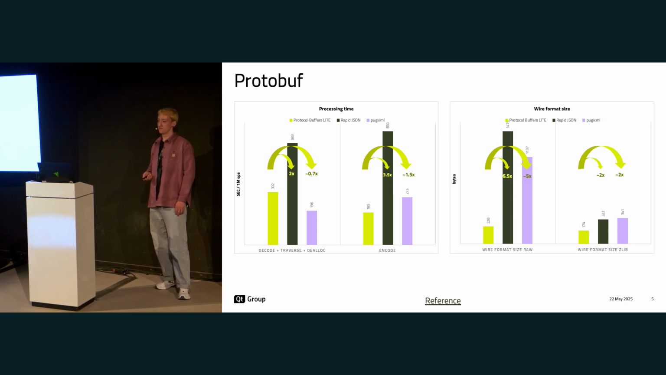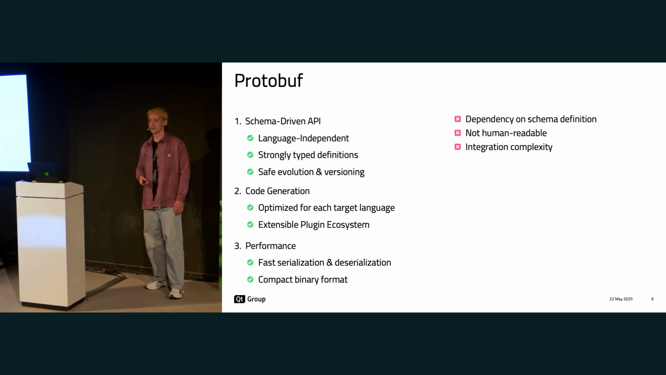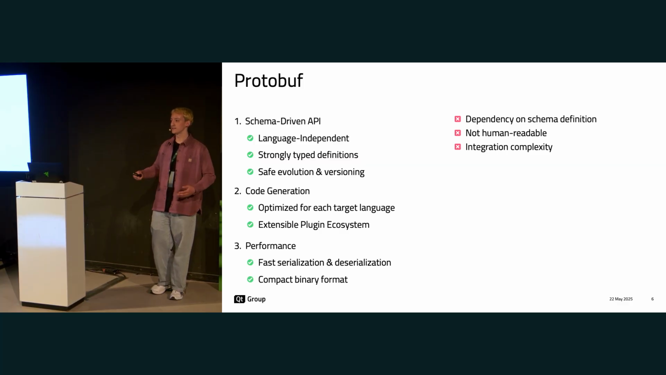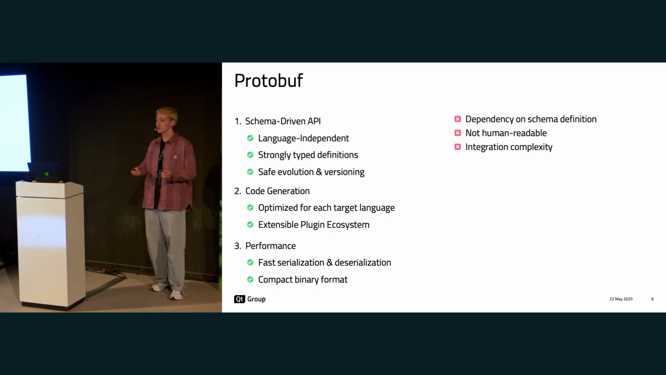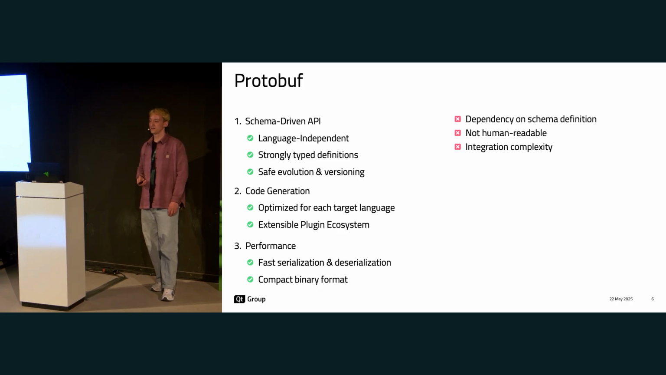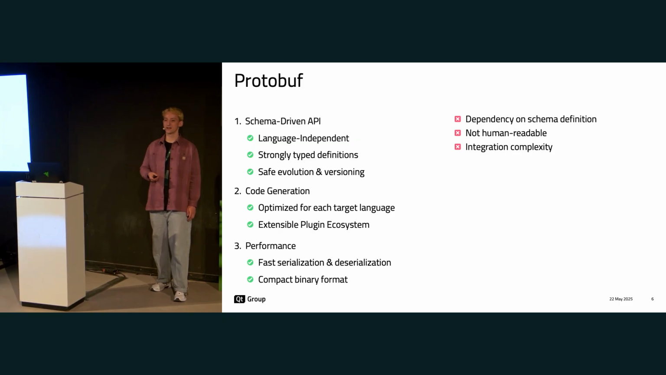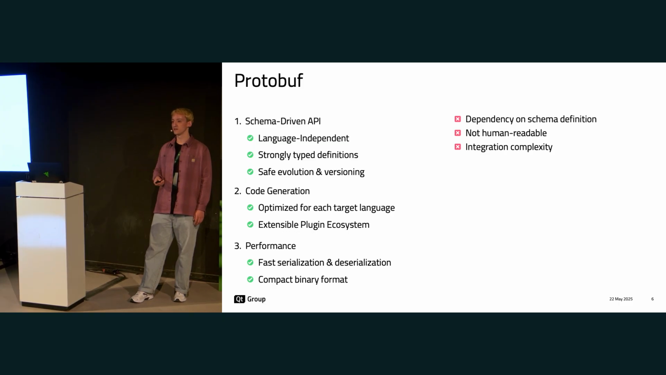So Protobuf in general provides us a schema-driven API. It's language independent. It's actually an IDL, interface definition language. So we describe how our data should look with strong types, so it's directly clear what they should contain. And it also provides safe evolution. So if you're careful, you can have backwards and forwards compatible interfaces and safely evolve over time.